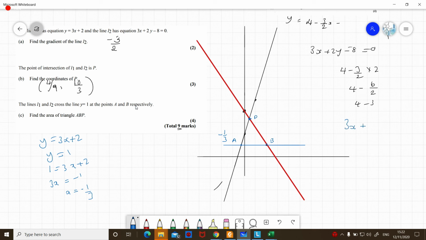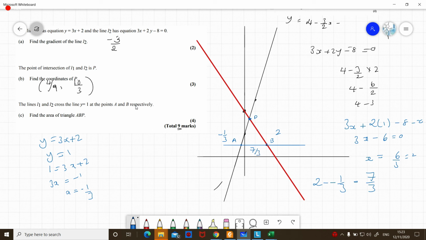Then to get B, we go back to the other formula, 3x plus 2y minus 8 equals 0. We know y is equal to 1, so 2 lots of 1. So 3x plus 2 minus 8 gives me minus 6 equals 0. So x is equal to 6 over 3, which is 2. So now we know the distances are minus a third and 2. To find the distance between them, we do 2 minus minus a third, which gives us a base of 7 over 3. So now we know the distance from here to here is 7 over 3.